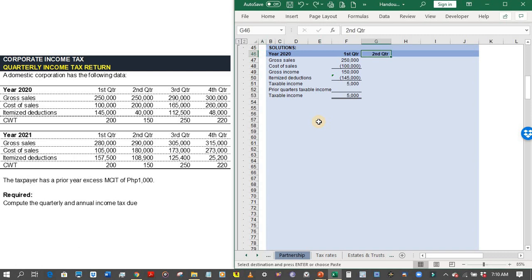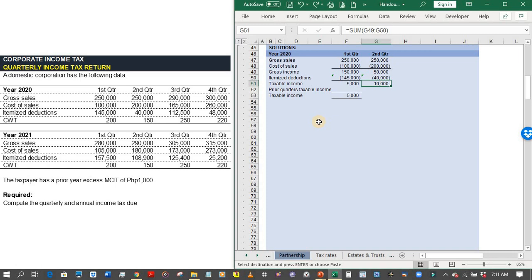Then for the second quarter, the gross sales is 250,000 pesos. Then cost of sales is 200,000 pesos. Gross income is 50,000 pesos. Itemized deduction is 40,000. Then the taxable income is 10,000 pesos. Again, this is non-cumulative. The 10,000 pesos is only for the second quarter. It does not include the taxable income from January to March of 2020.